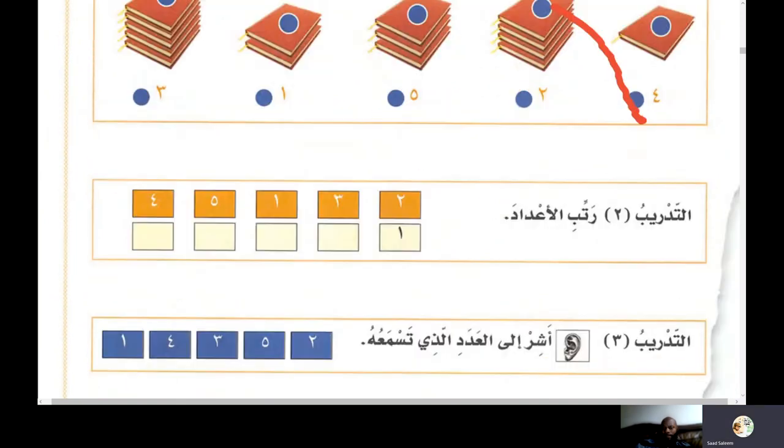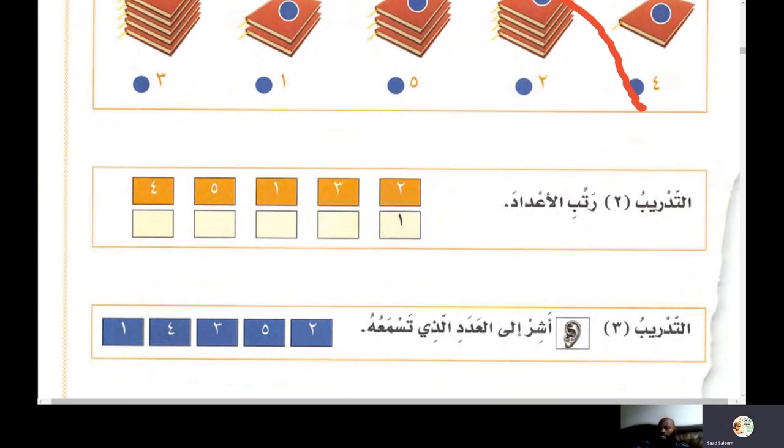Okay. Next. At-tadribu thani. Rattib al-a'dad. Arrange the numbers, sort the numbers, okay? Yes, so here you will just arrange them and write them in the boxes. This is also your homework. Okay.